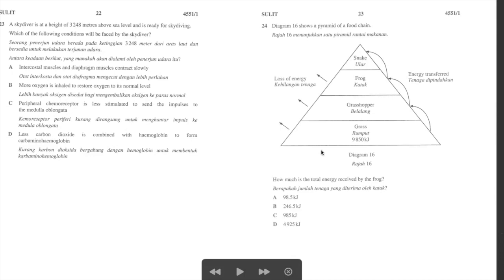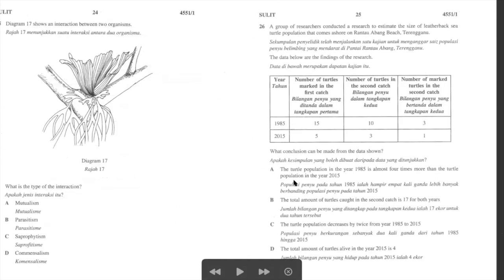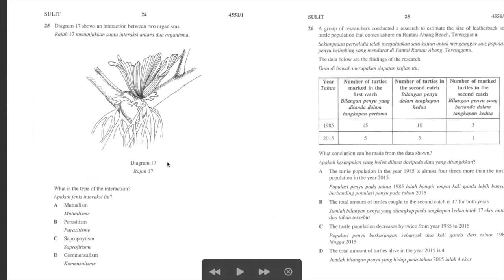Okay, 24, the answer is A. Yang ni cikgu nak awak kira sendiri. Mesti awak ingat kan. Okay, so siapa yang betul? Tahniah. Okay, let's go. 25.